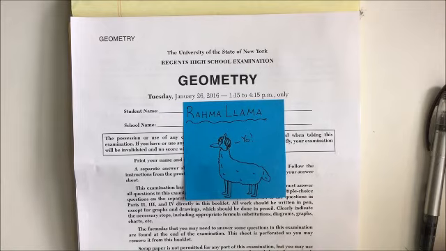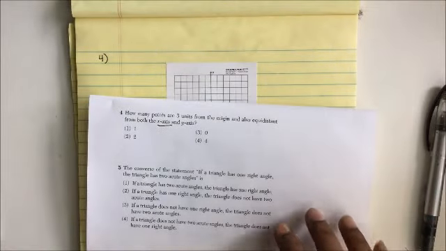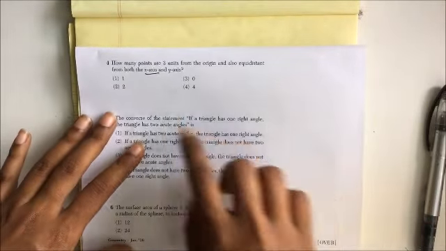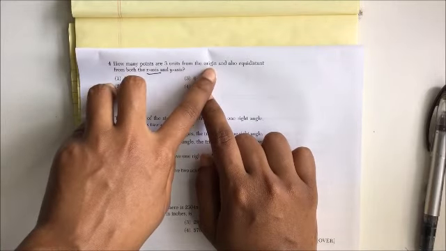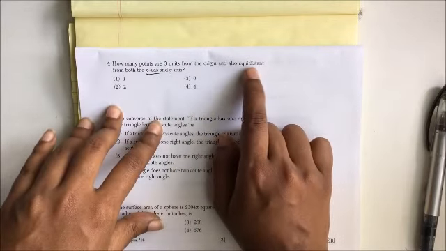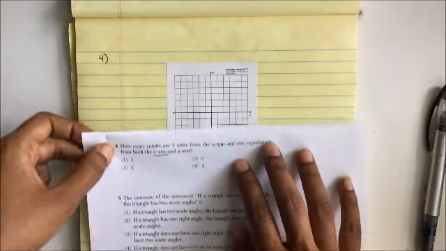Today I'll be covering question 4 from the January 2016 Geometry Regents. Okay, now question 4 says the following. How many points are 3 units from the origin and also equidistant from both the x-axis and y-axis?